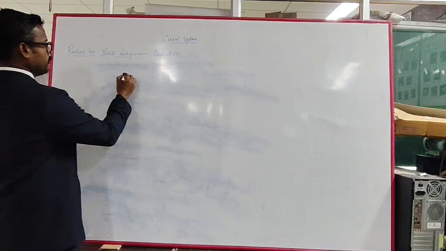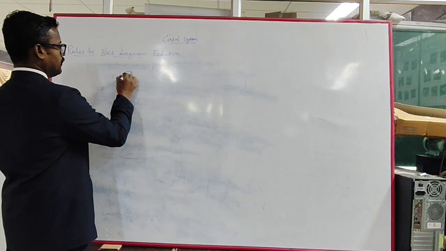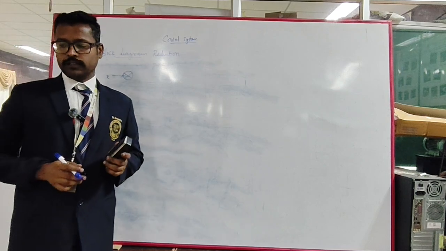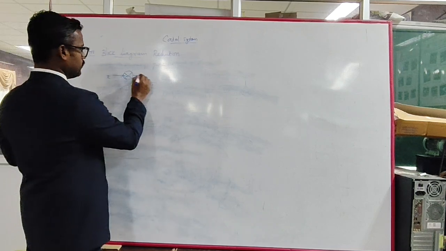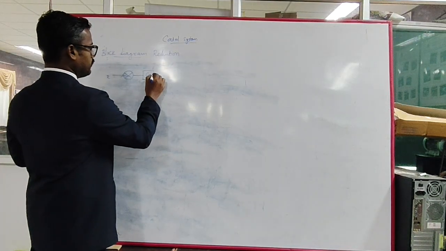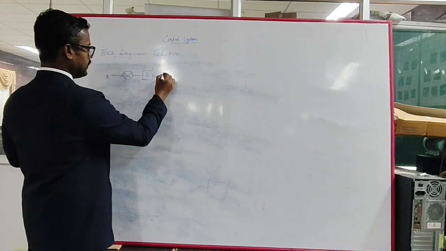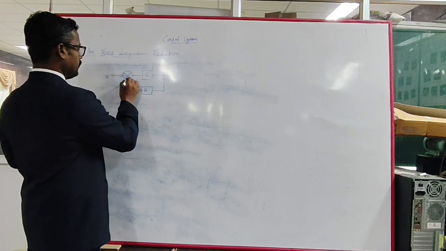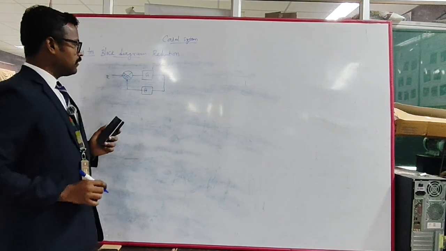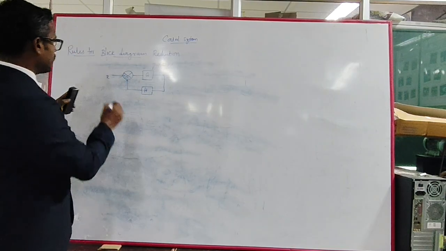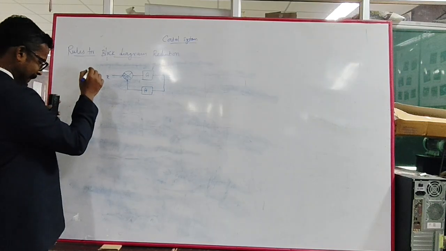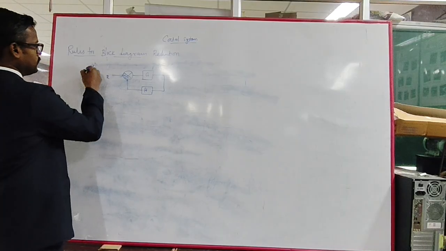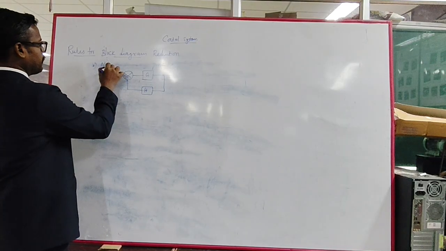So we are having a block. Okay, this is R, a reference signal, and it will be given to G, and it is coming out, the tapping is taken, and it will be fed back through H, with a plus or minus. If it is minus, that is a negative feedback. Okay, so what is the number? It is the 10th point: the negative feedback.